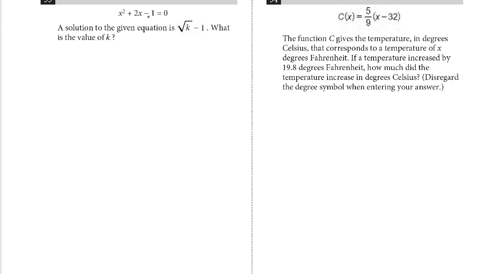X squared plus 2x minus 1 equals 0. A solution to the given equation is root k minus 1. What is the value of k? Okay, so right away, given the radical, we can suspect this is going to be an irrational solution.